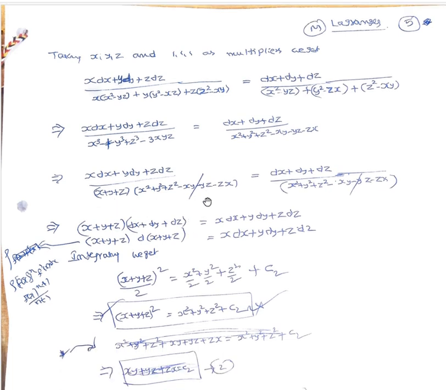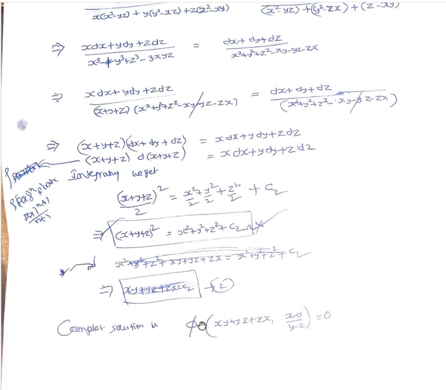What you are left with is x plus y plus z into dx plus dy plus dz, this one is x dx plus y dy plus z dz. So x plus y plus z into the differentiation of x plus y plus z, this is x dx plus y dy plus z dz. So integrating, integral of f of x into f dash of x is f of x whole power n plus 1 by n plus 1. x plus y plus z whole square by 2. Here it is x square by 2 plus y square by 2 plus z square by 2 plus c2. So removing the 2 from both sides, x plus y plus z whole square is equal to x square plus y square plus z square plus c2.